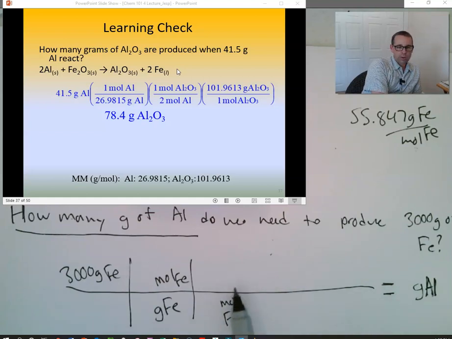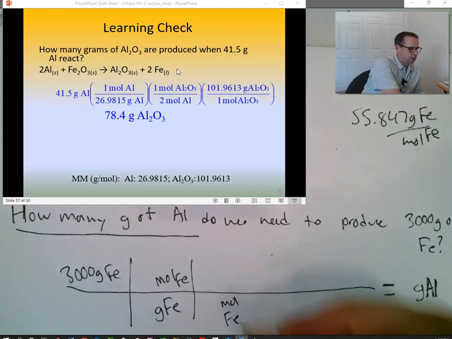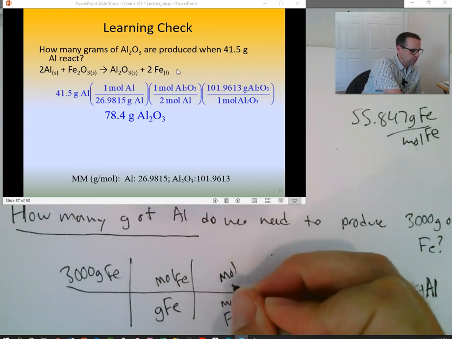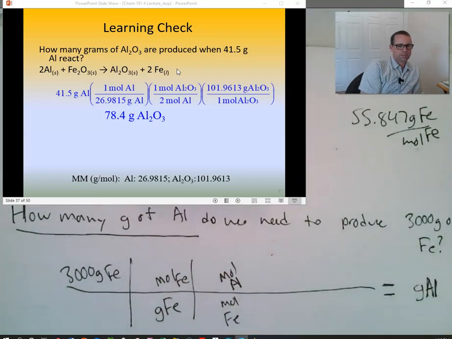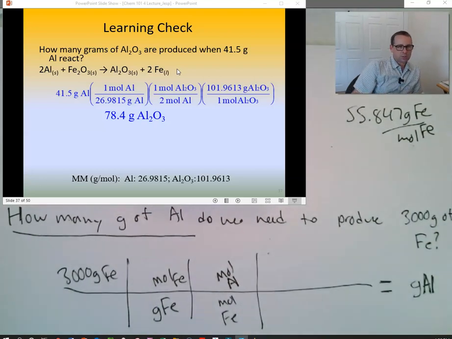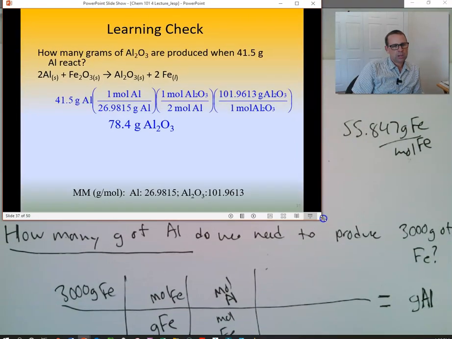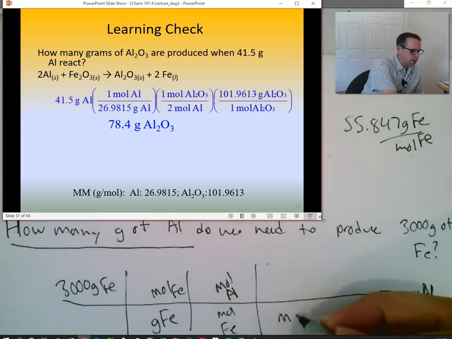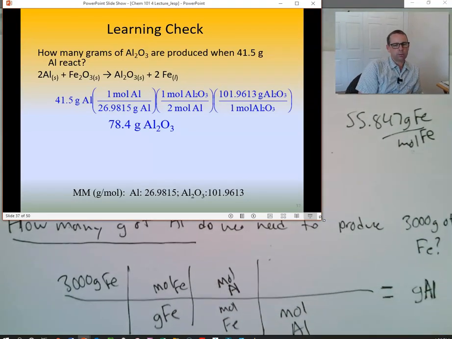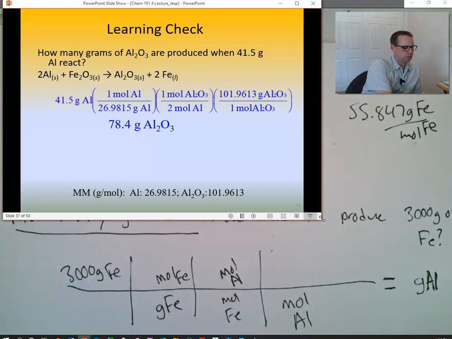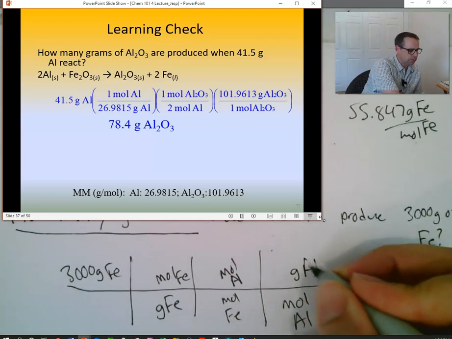Well, I can't go directly to grams. Oh, wait. I'm sorry. What does that say? Moles of iron? Yeah, moles of iron down here. Okay. And I want to go to moles of aluminum up here. Right? Because that's what I can do with the equation here. I can go from moles to moles, moles of one material to moles of any other material. Okay. So after I'm in moles of iron, I can go to moles of aluminum, and then from moles of aluminum to grams of aluminum. Okay.